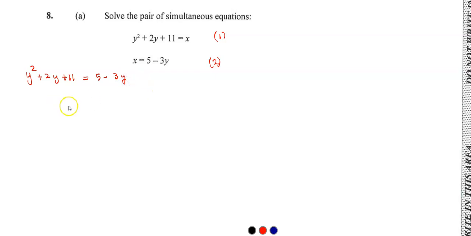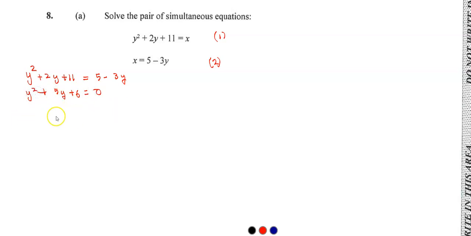And we can solve for y first. We want the right hand side to be 0. So by taking 5 from both sides, we would have positive 6. And by adding 3y to both sides, we would have 5y. So the right hand side is equal to 0, and then we have plus y squared.